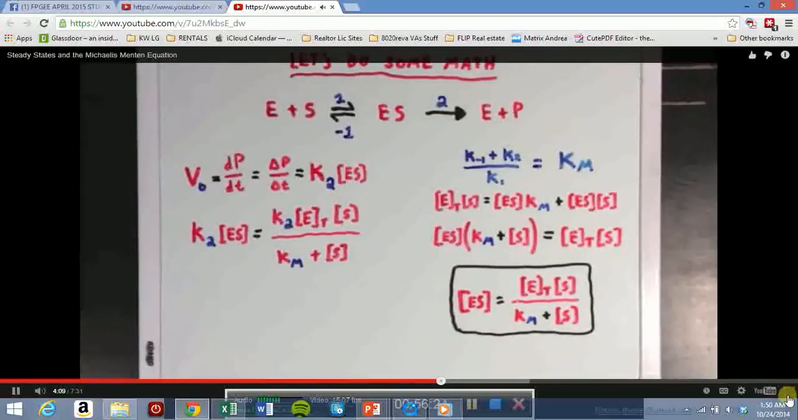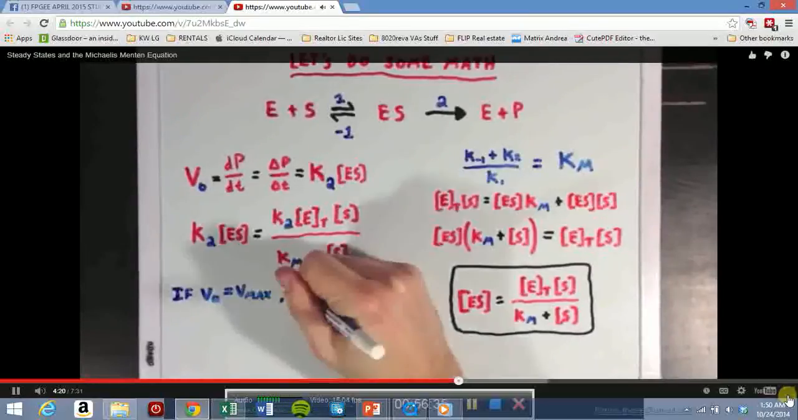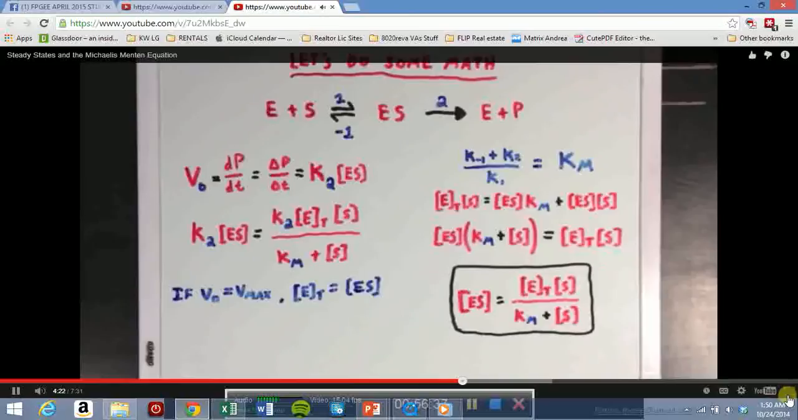Now here's where it gets really tricky. Remember that if we're at our max speed, so a reaction speed V0 is equal to Vmax, which happens when our substrate concentration is really high, then our total enzyme concentration is going to be equal to ES, since all of our enzyme is saturated by substrate, and there won't be any free enzyme left. So K2 times E total instead of times ES would be equal to Vmax instead of being equal to V0, like you see at the top.